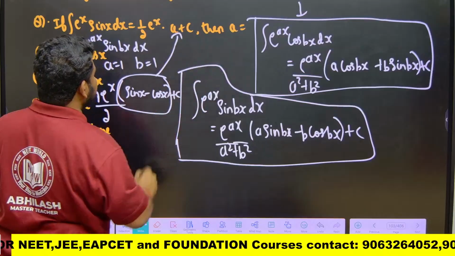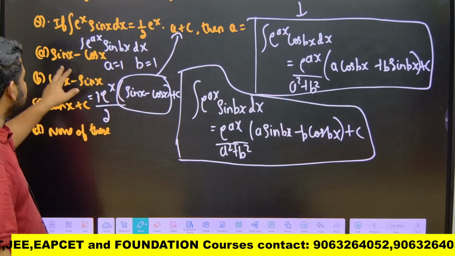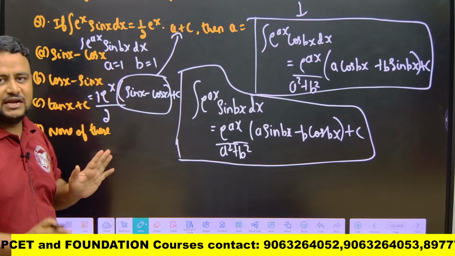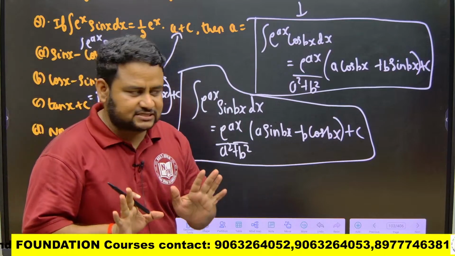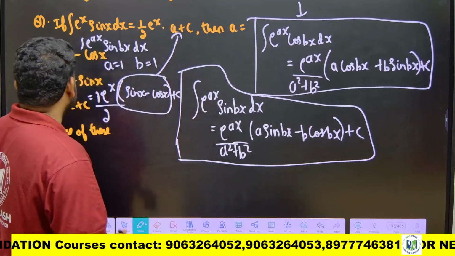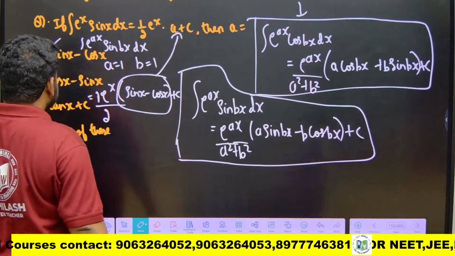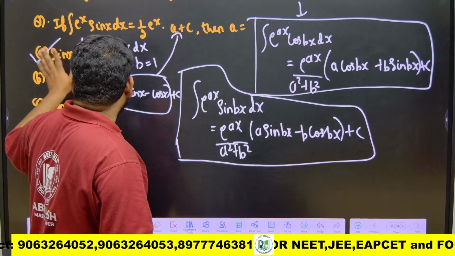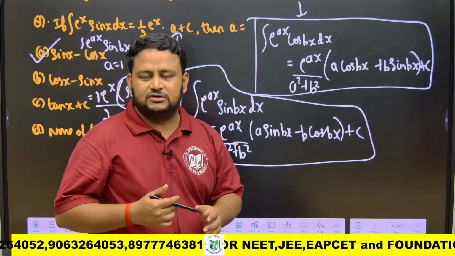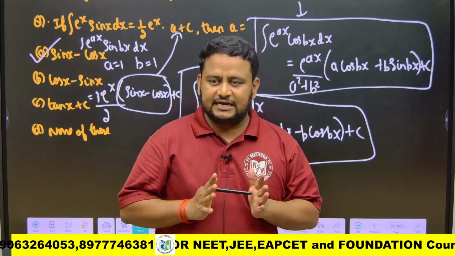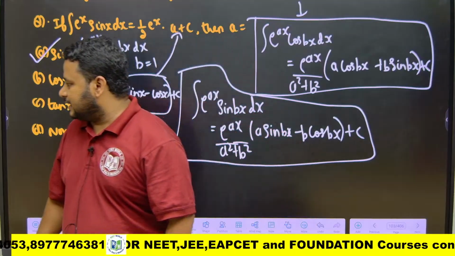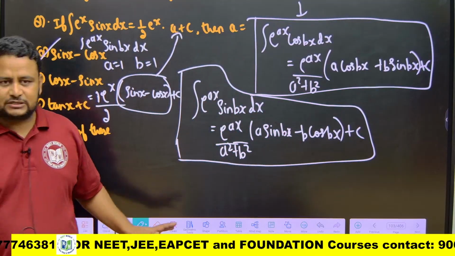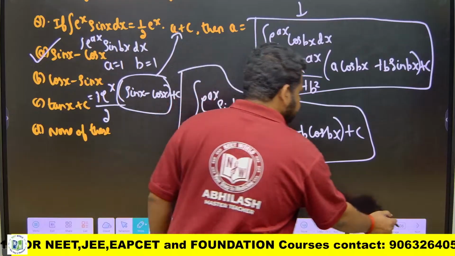So the value of a is nothing but equal to sin x minus cos x. This is how you can solve this question, friends. The answer to this question is option A. Option A is the right answer to this question. I hope it is clear. Let us move to the next question.